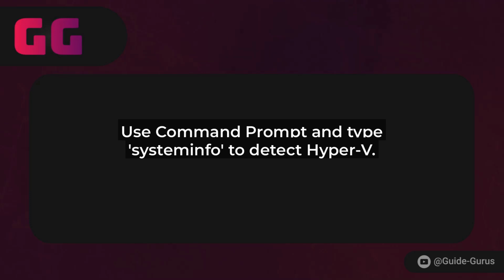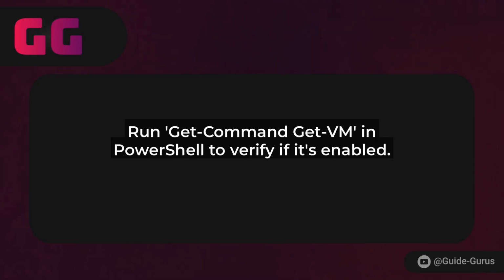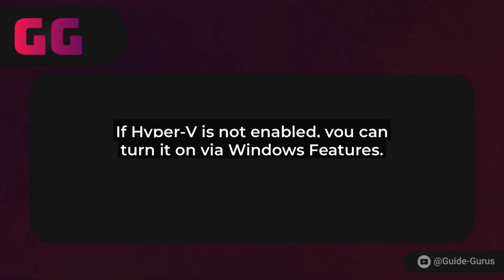Method 2. Via Command Prompt. For a more technical approach, open Command Prompt as an administrator. You can do this by right-clicking the Start button and selecting it. Once open, type systeminfo and press Enter. Look for the section on Hyper-V. If it mentions that a hypervisor is detected, Hyper-V is active.